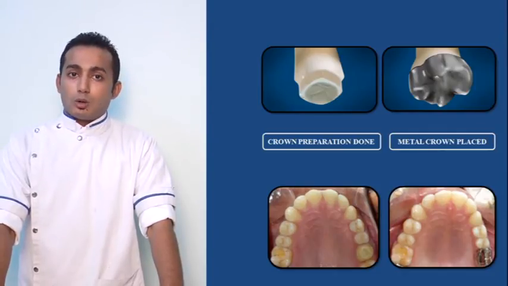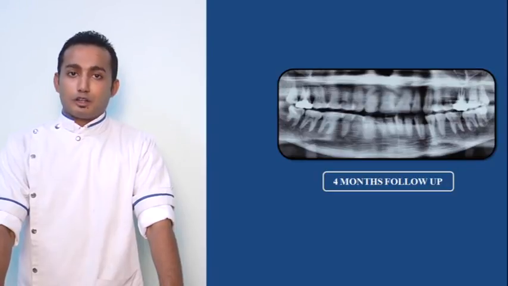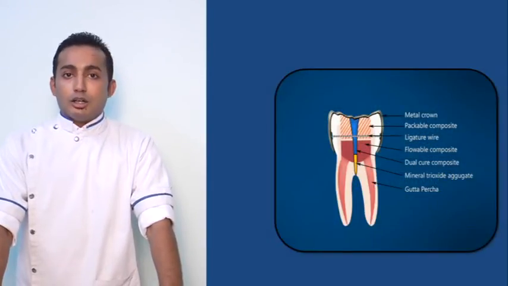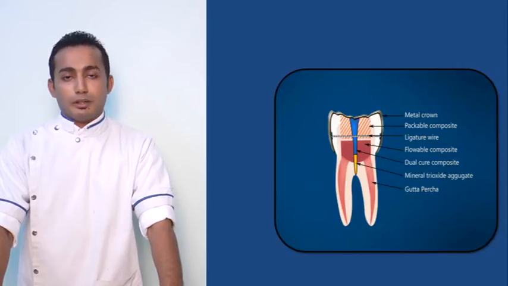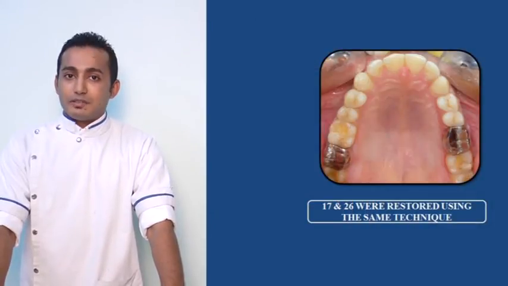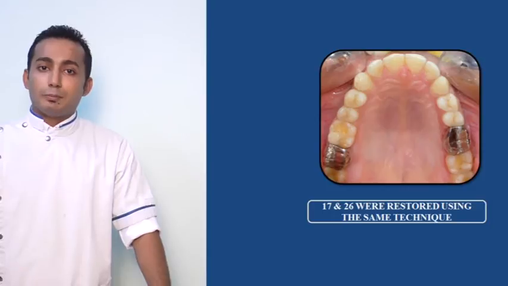An all-metal crown was fabricated so as to reduce the excessive loading on the tooth. A 4-month follow-up of the patient revealed a completely asymptomatic patient with the tooth restored back in normal form and function. This picture depicts the buccolingual section of the tooth that was treated, depicting the positions of the various materials used for the treatment. This picture shows 1.7 and 2.6 both restored by the same technique. Now here is a video that shows and depicts the treatment strategy followed by us.